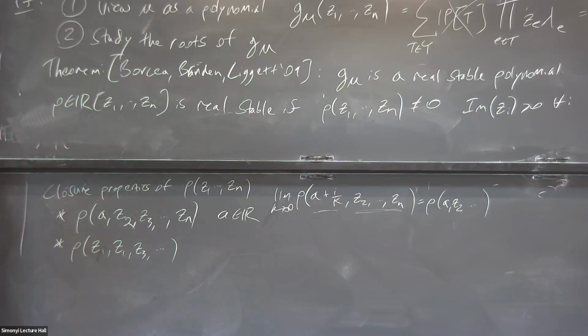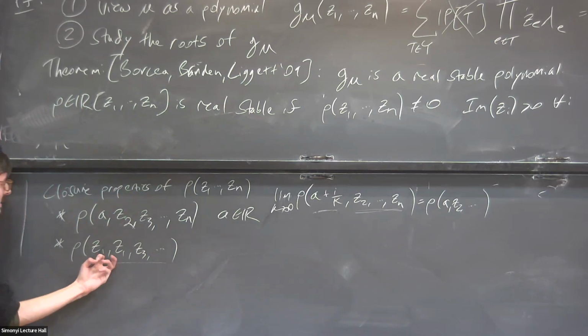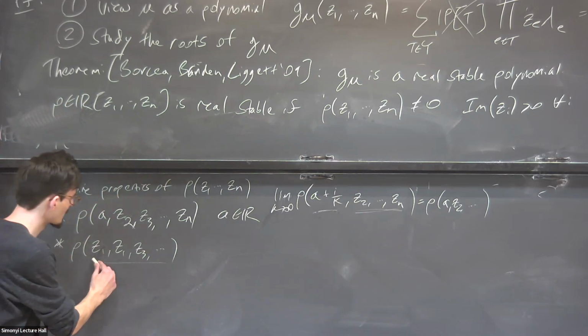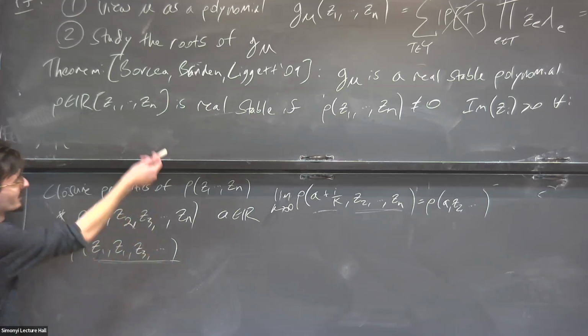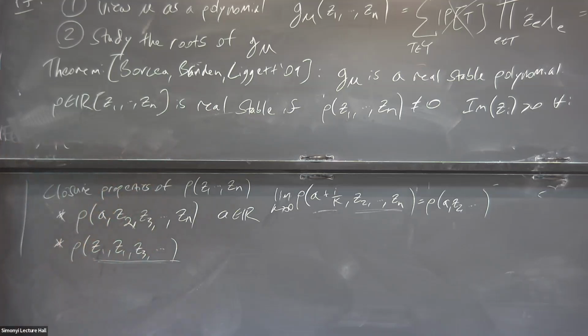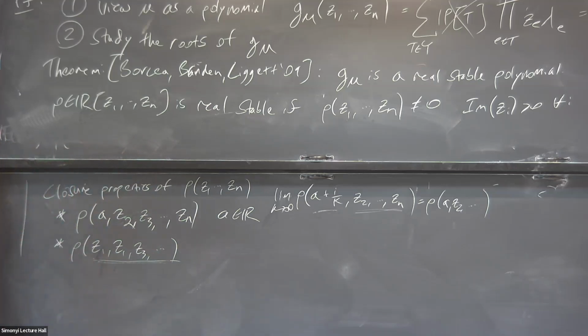So it turns out also if I make any two variables the same in this polynomial, that's also real stable. And that's pretty intuitive, right? Because if there was a root here in the upper half plane, I could just plug in the same values again for the original polynomial. So this is also real stable. Okay, so now we know some stuff about the roots.